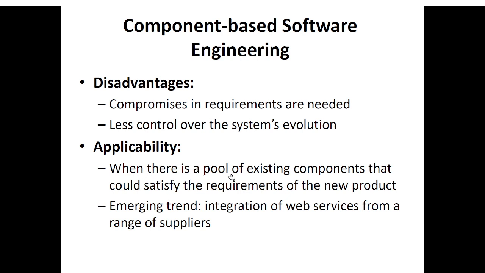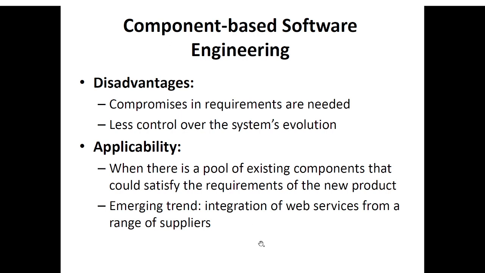This is applicable when there is a pool of existing components that could satisfy the requirements of the new product. That means this type of component-based system can be used when I have multiple components available. I can choose which component to use from a pool of available components that satisfy my requirement. But if there is only one component that can satisfy my requirement, and that too has been developed recently, it's not a stable release, then I will try to develop that particular thing from scratch.